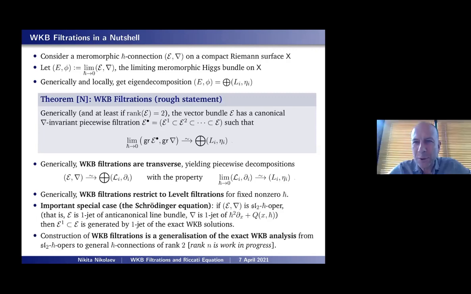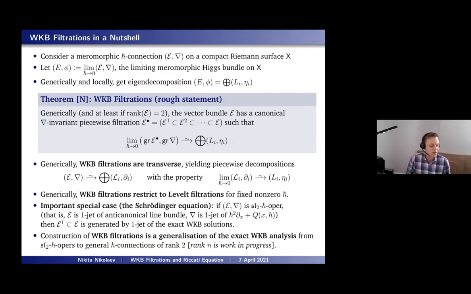Yes, you are talking about opers. When you have an oper, you also have a filtration, but which is not invariant under the connection. You have transversality. So your WKB filtration should be transversal to that one. Correct. Exactly. Yes, absolutely.